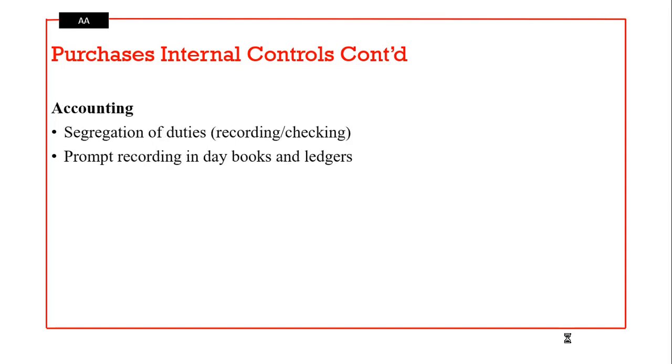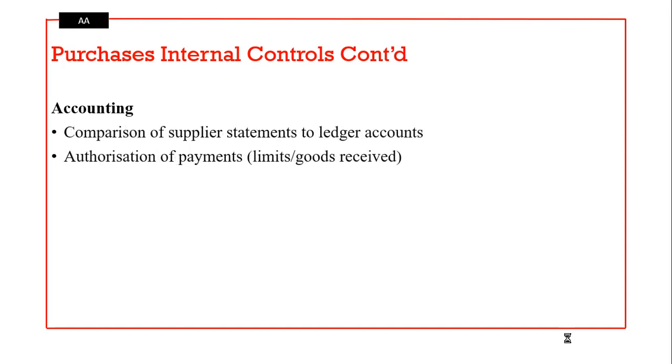Then there must also be an appreciation of segregation of duties under accounting. We're still under controls, by the way. Somebody must record the purchase and another person must check what they've done. There must be prompt recording in day books and ledgers of these purchases to avoid errors of omission. There must be comparison of supplier statements to ledger accounts to ensure there's accuracy.